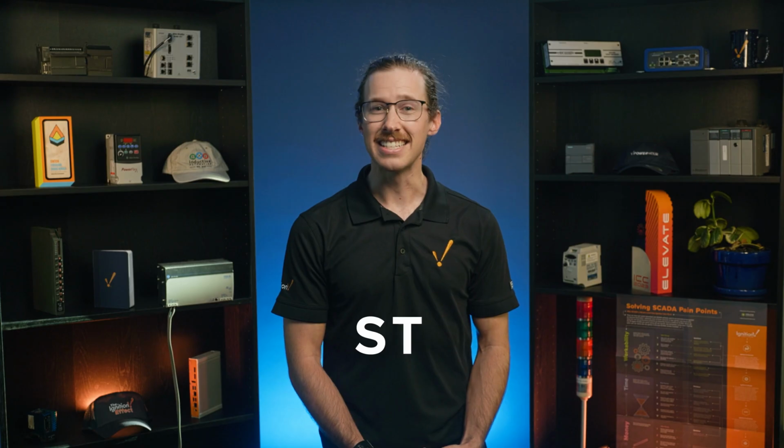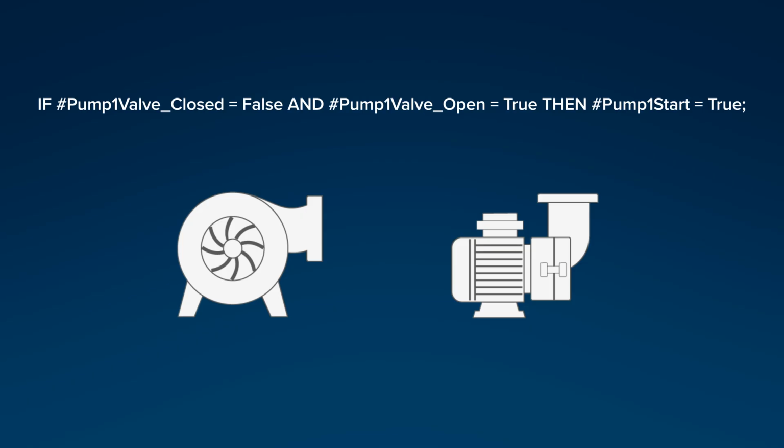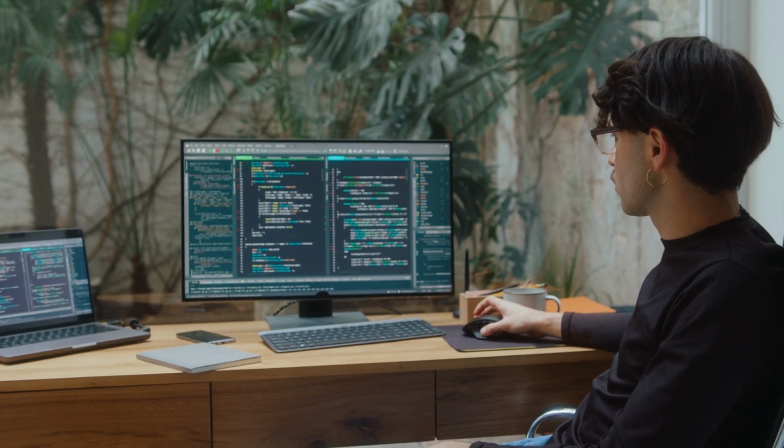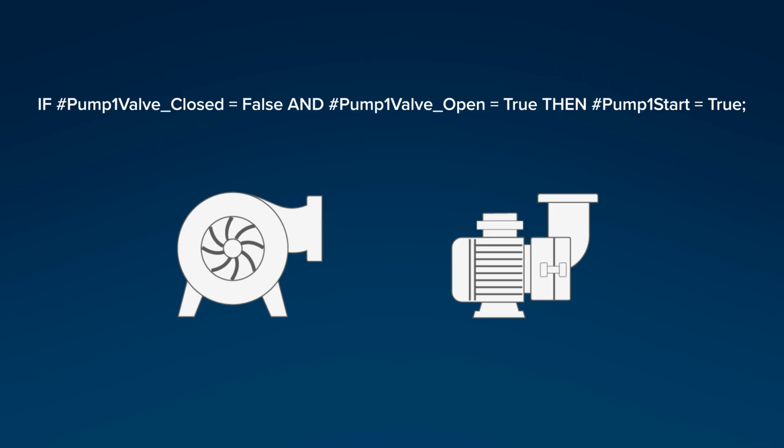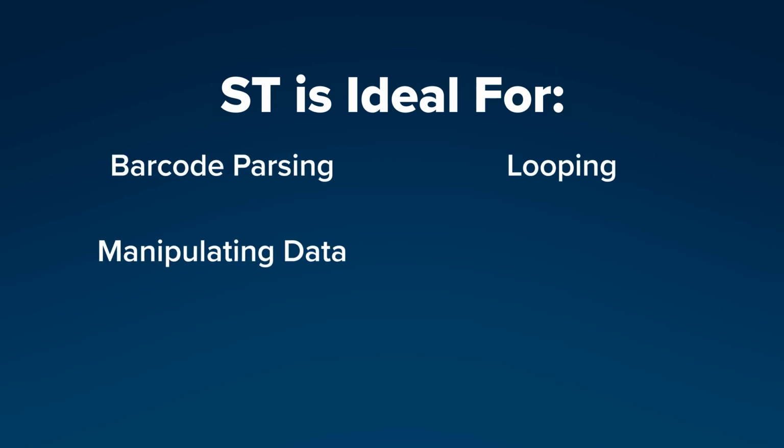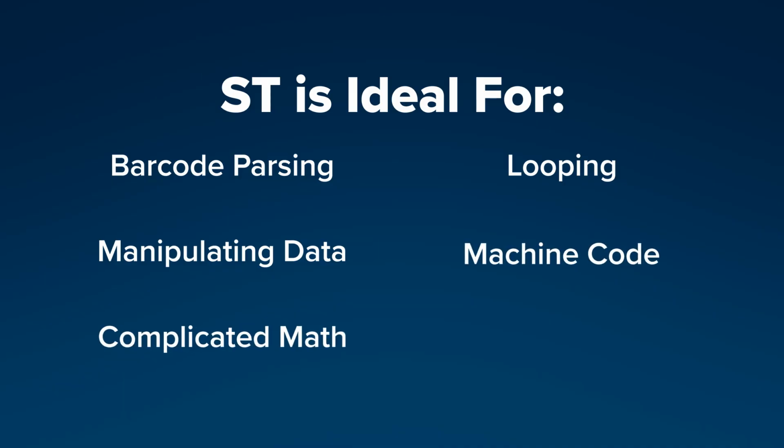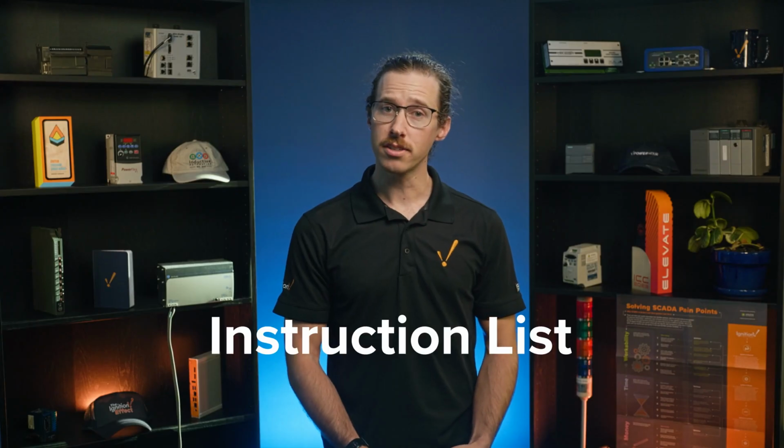Structured text, or ST, is a high-level PLC programming language. ST is a textual language with syntax comparable to C or C++. So those who have studied those types of computer programming languages will have an easier time picking it up. In ST, statements such as if, and, or then are used to perform functions. ST is a concise language that executes quickly and can be read by humans without much difficulty. Troubleshooting ST, however, can be a more involved process because the states of variables are not as easily discernible. This language excels for situations like barcode parsing, looping, manipulating data, bridging the gap to machine code, complicated math, or searching data.